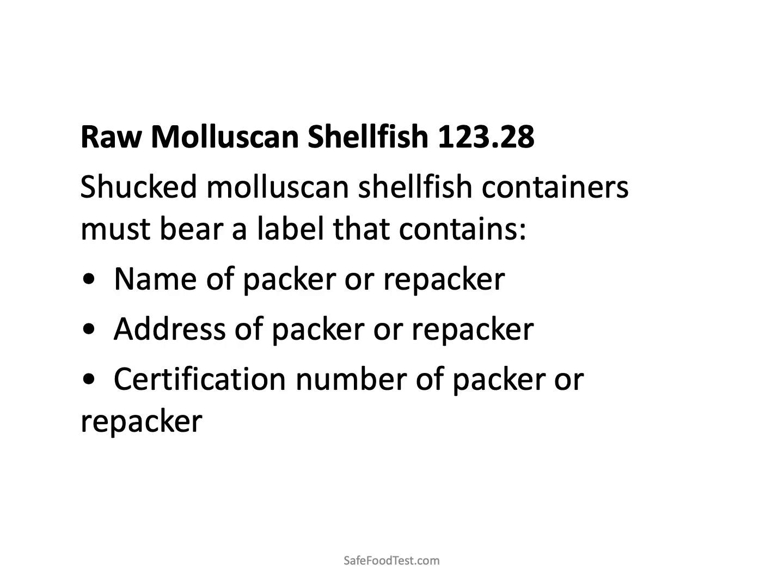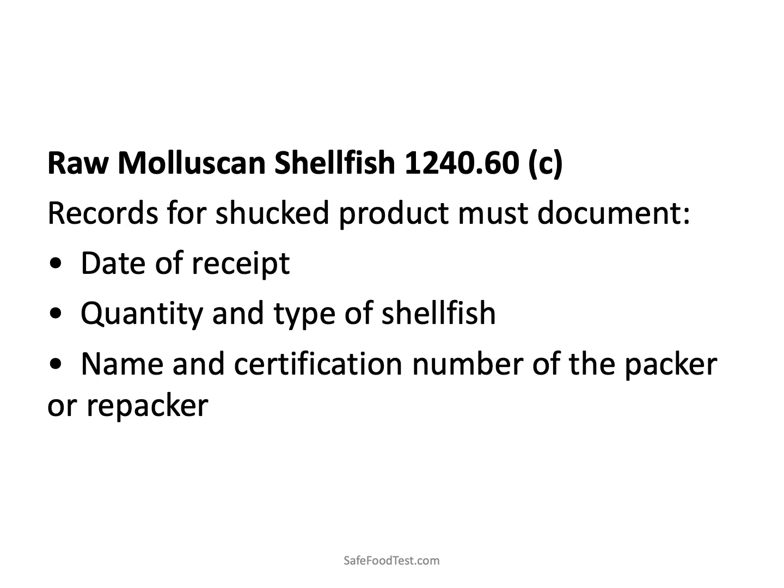Shucked molluscan shellfish must bear a label that contains name of packer or repacker, address of packer or repacker, certification number of packer or repacker. Shucked shellfish are shellfish removed from their shell. Records for shucked product must document date of receipt, quantity and type of shellfish, name and certification number of packer or repacker.